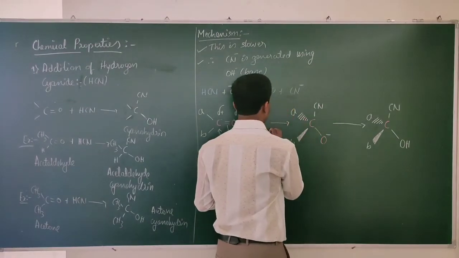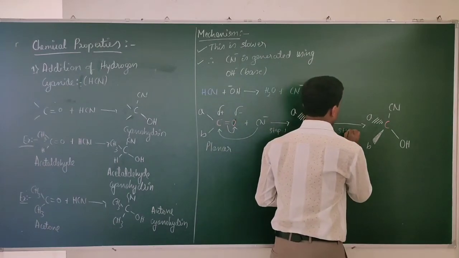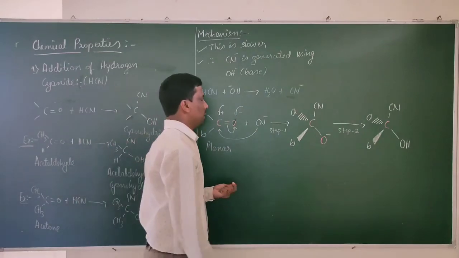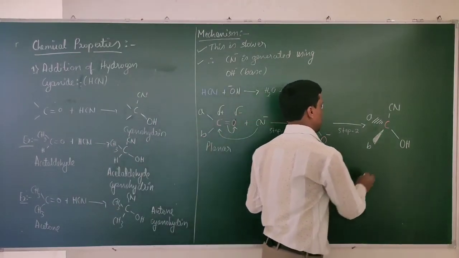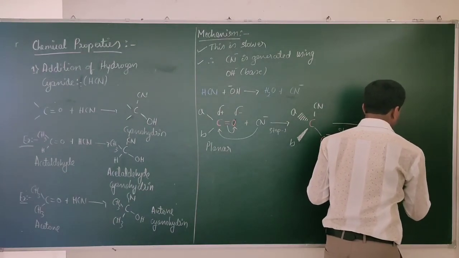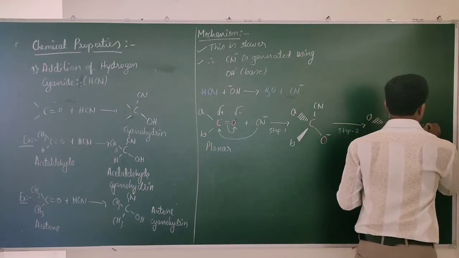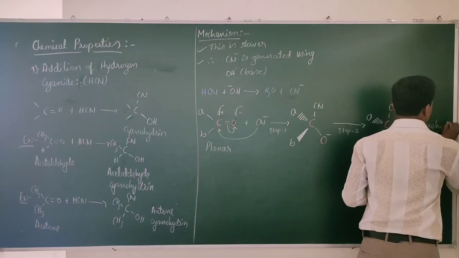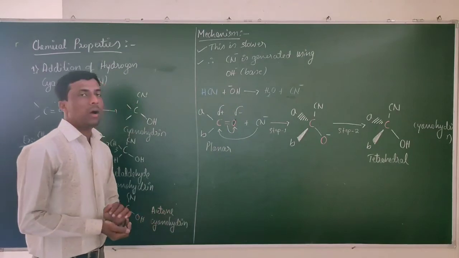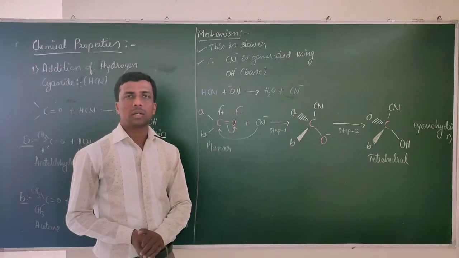This is step number 1. Here, this is step number 2. This is the mechanism. This is tetrahedral. And this one is the cyanohydrin. This is the mechanism of addition of hydrogen cyanide to the aldehyde or ketone. Okay.